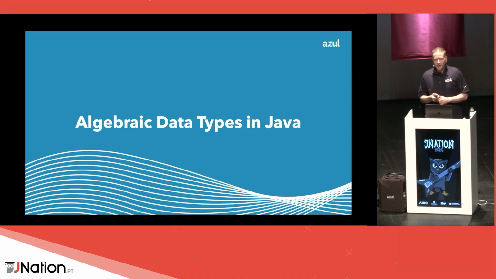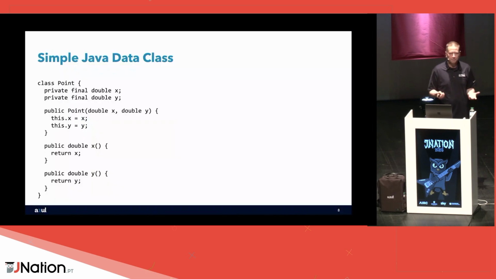Second thing we need to talk about is algebraic data types in Java. And if you were here for Ben Evans' talk earlier on, this is going to seem familiar, so I'll move over this fairly quickly. But essentially, what we're talking about here is a couple of things. One is that in Java, we create a lot of simple data classes. What I've got here is your classic point.